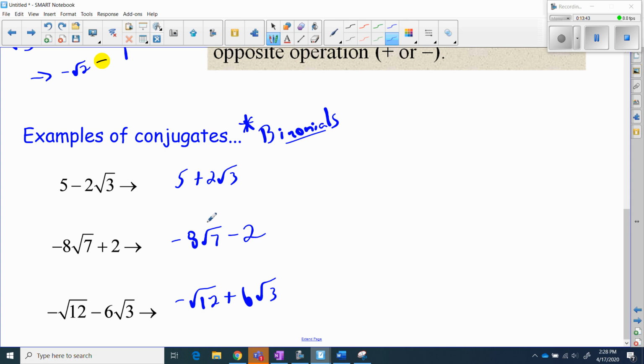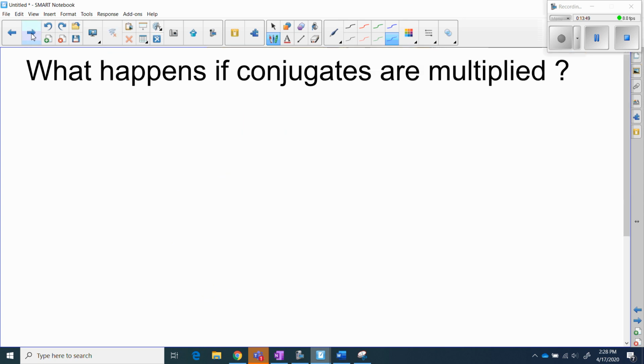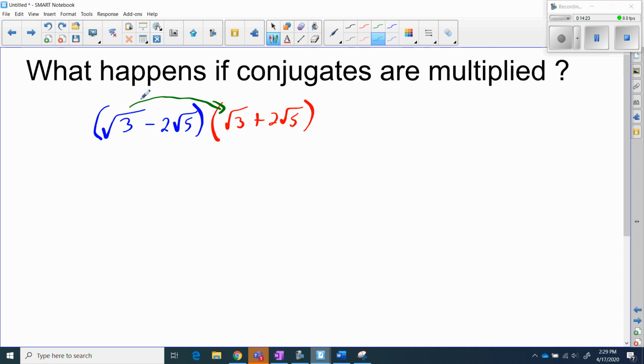Well, that's lovely. I can see how to do that. It's obviously not very difficult. But watch what happens. Let's say I take the square root of 3 minus 2 square root 5, and multiply that by its conjugate, which would be the square root of 3 plus 2 square root 5. Now watch real carefully what happens here. It's a binomial multiplied by another binomial, so I have to multiply each term in the first by each term in the second. We're going to do that out and see what it looks like.